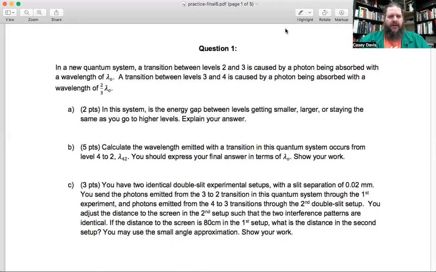All right, so we're dealing with a quantum system here, and we're talking about a transition between different levels by absorbing photons. And what are we trying to figure out here? What's our goal in this one? Yeah, we want to figure out, are we talking about larger or smaller energy gaps?